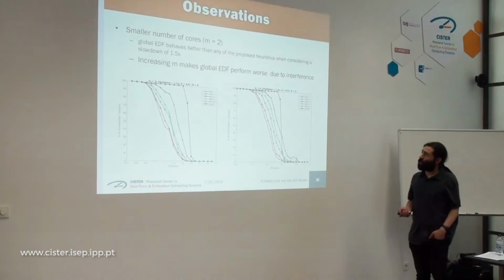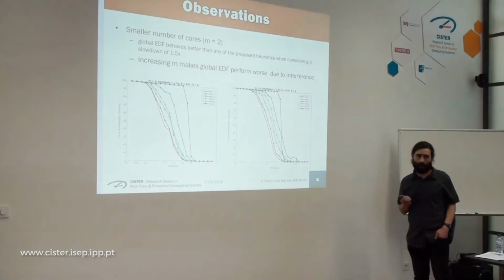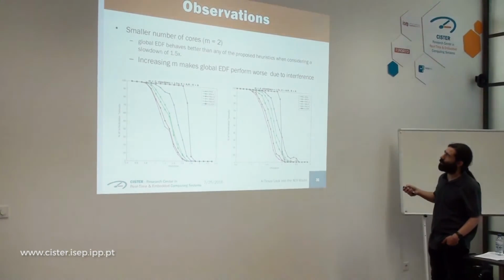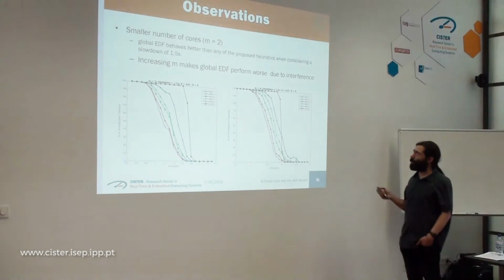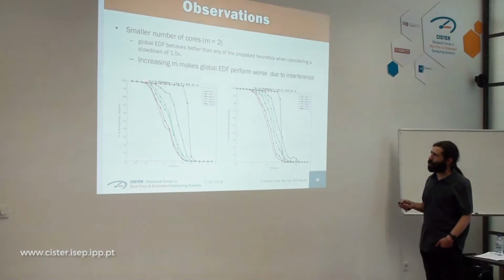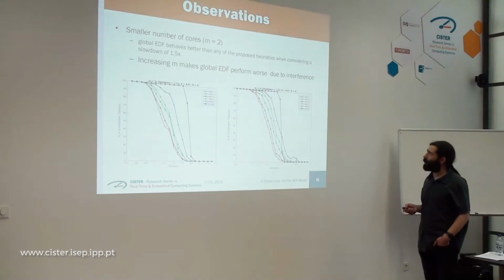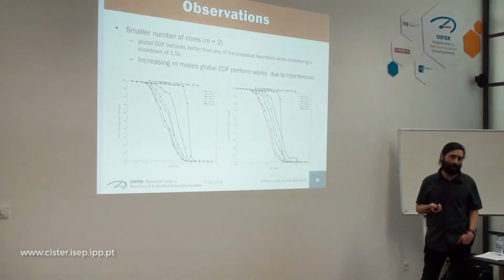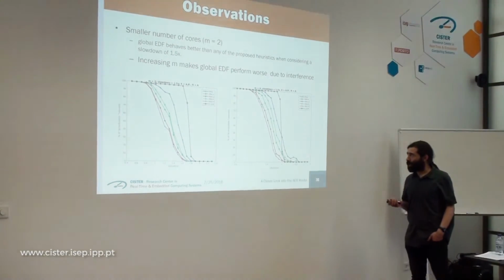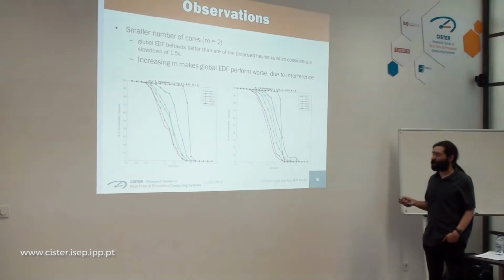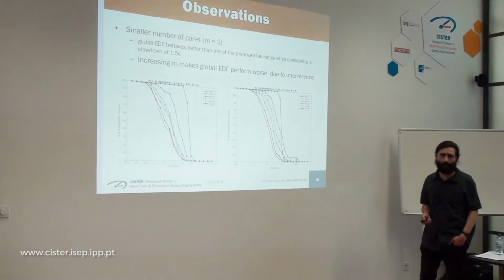Now, when we consider 2 cores only, then we see that global EDF behaves better. So here we have 2 cores, slowdown 1.5, and then 4 cores, slowdown 1.5. All the parameters remain the same, okay? So here we see that for a 2-core system, global EDF performs a lot better, even when we are applying a slowdown of 1.5 times. But when we increase the number of cores, moving from 2 cores to 4 cores, we see that global EDF starts to perform a lot worse, especially in high utilizations. Okay, this is because of the interference.